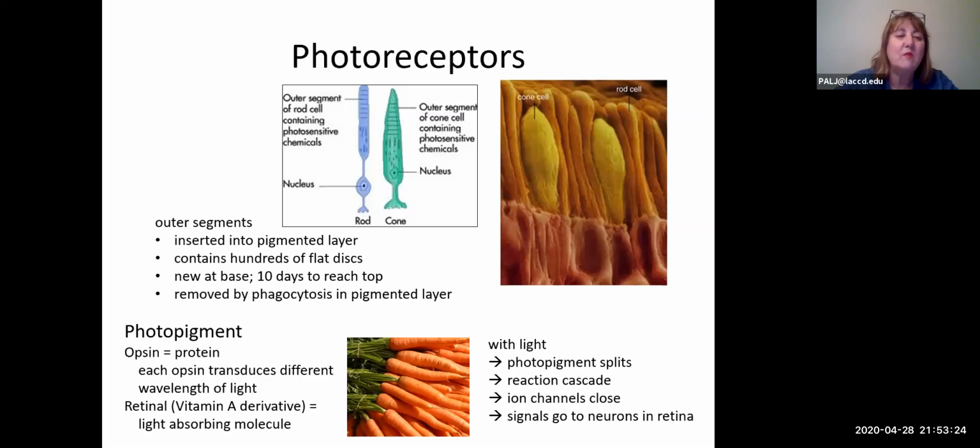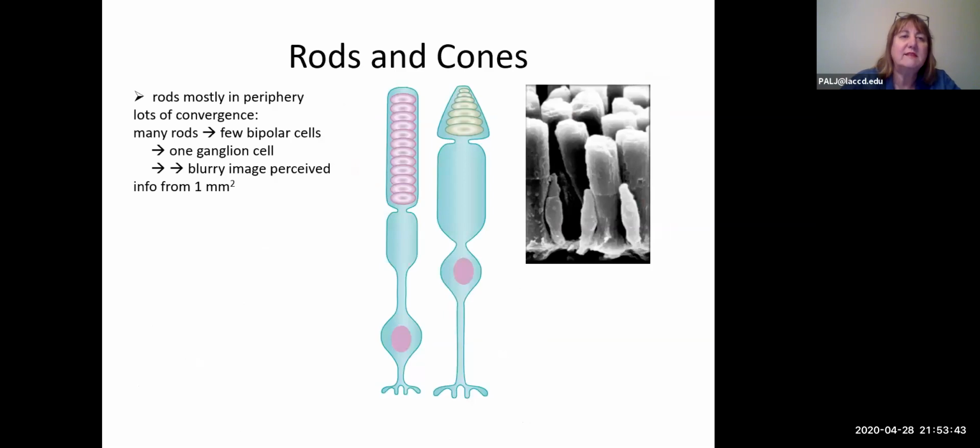So with light, we're going to go into a whole lot of detail when you have the physiology of light. But with light, what happens is this photopigment is going to split. We're going to have this series of reactions. Ion channels are going to close, all kinds of things, and signals are going to go to neurons in our retina.